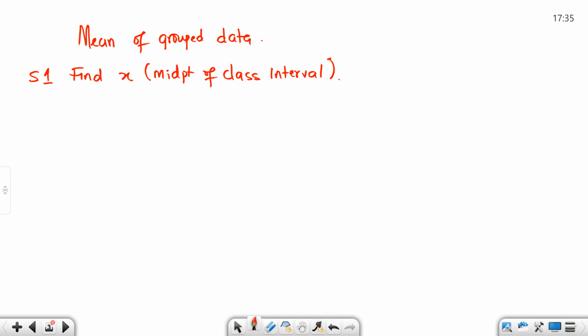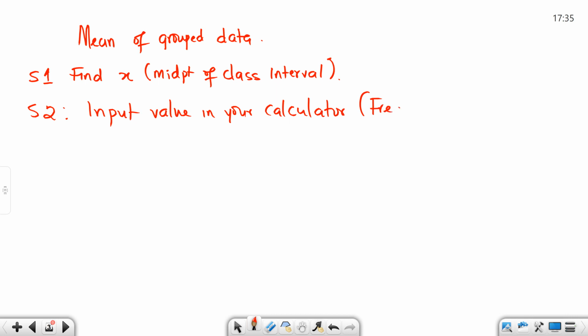Step 2 will be to use your calculator. Step 2, input the values in your calculator. But make sure that the frequency is on. I'm going to check everyone's calculator right now quickly. I need us to switch that frequency. That frequency needs to be on. Frequency must be on your calculator.